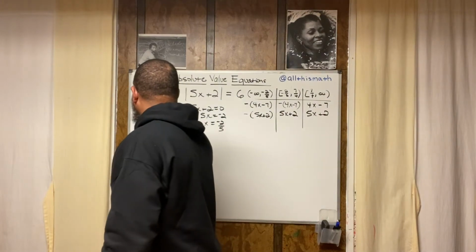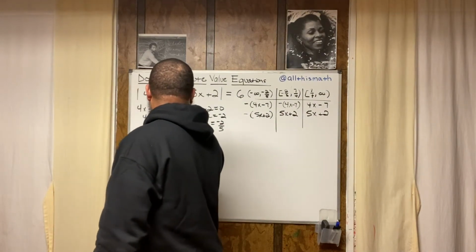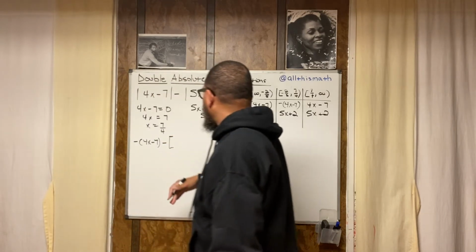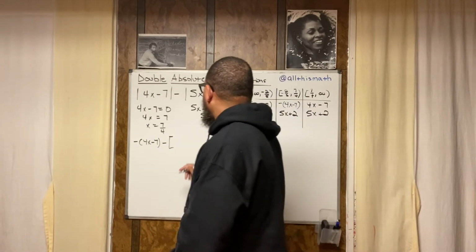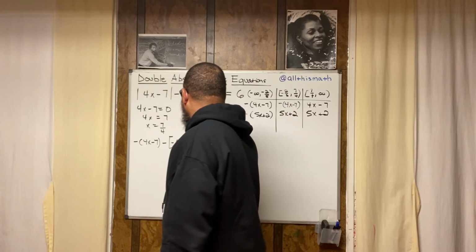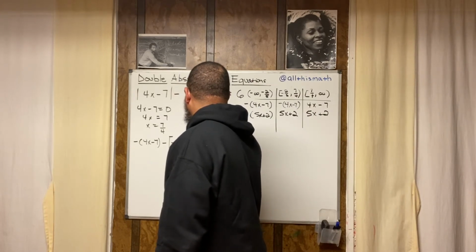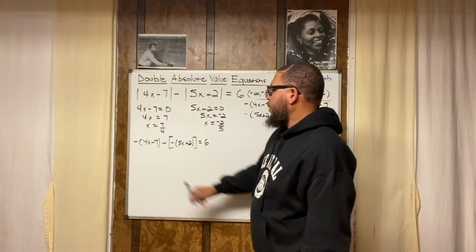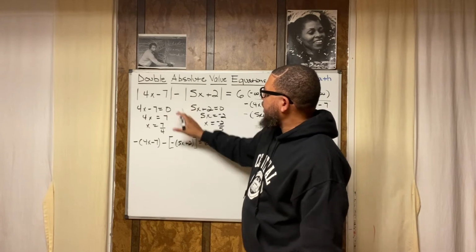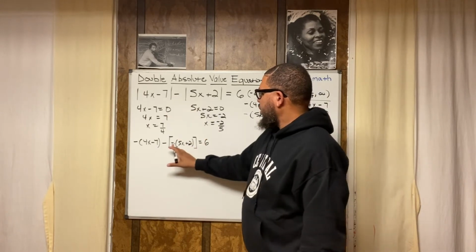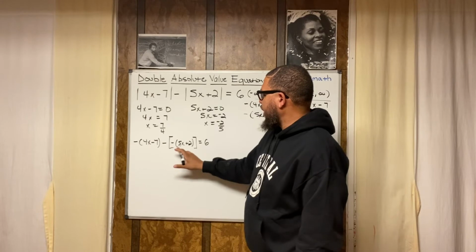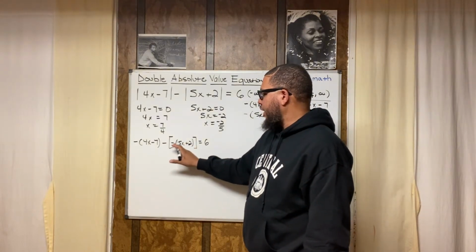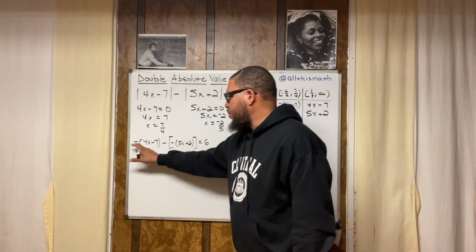We're going to have negative quantity 4x minus 7 minus, now watch what I do. I'm going to do the bracket to keep everything kind of neat, right? And then I'm going to have negative quantity 5x plus 2 is equal to 6. All right, and peep why I use the bracket, because again, it's minus this expression. So I don't want the minus signs just next to each other like that. So I put the brackets to separate the minus sign from the negative sign. All right.